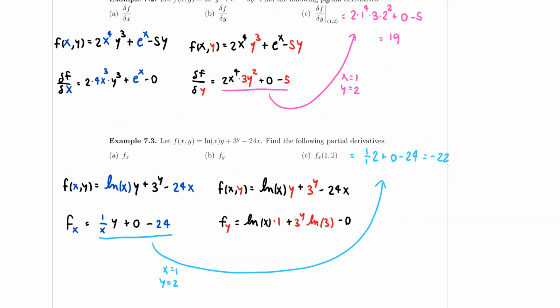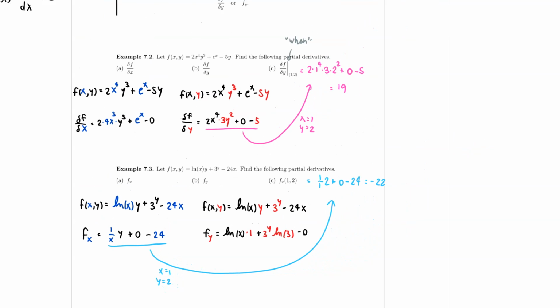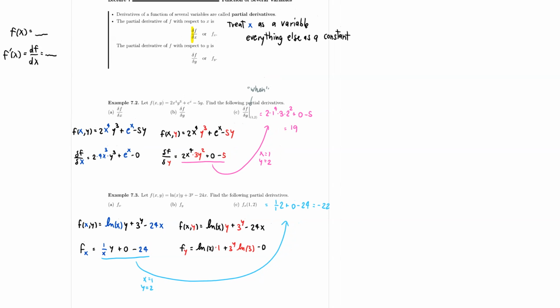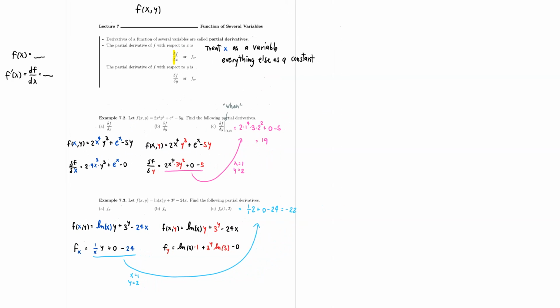So basically, here is how we take the partial derivatives. We treat one variable as a variable and everything else as a constant.